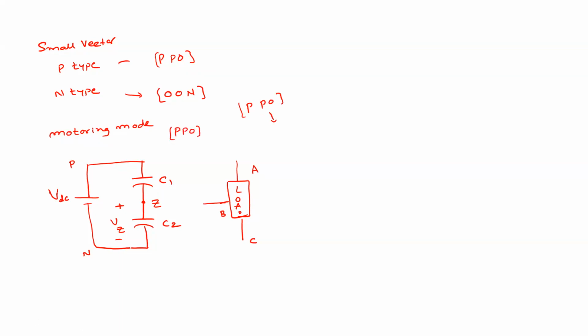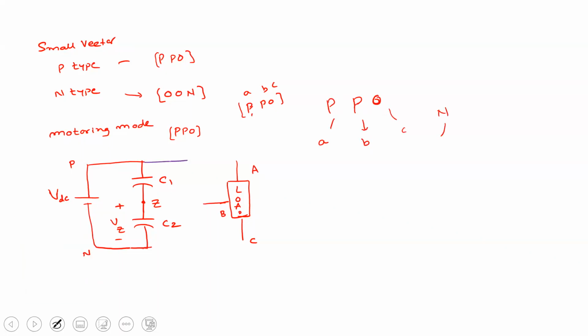What is the meaning of this PP0 switch state? What are the A phase polarity, B phase polarity, and C phase polarity? If this is A phase, B phase, C phase, then A phase is connected to the positive DC bus. PP0 means A phase is connected to the positive DC bus. Similarly, this is also P, so B phase is also connected to the positive DC bus, whereas the C phase is connected to the neutral point Z, the zero voltage. In case it is N, it is connected to the negative DC bus. Understood?